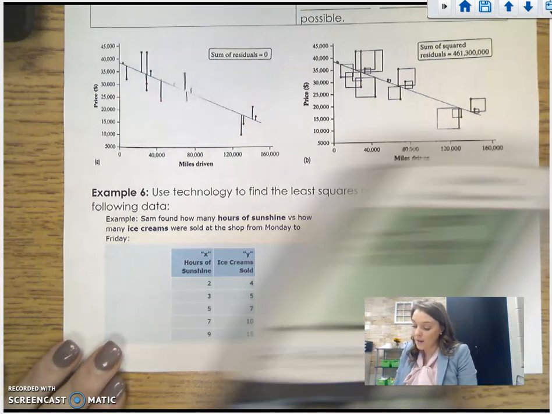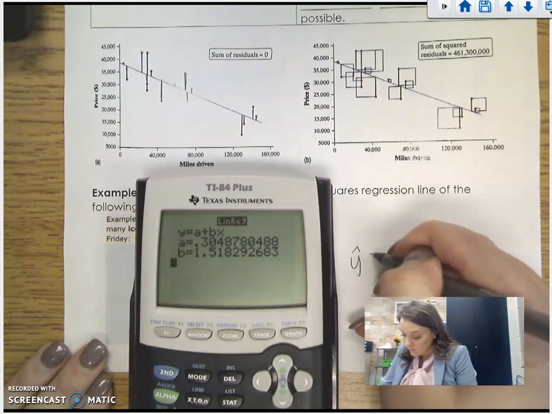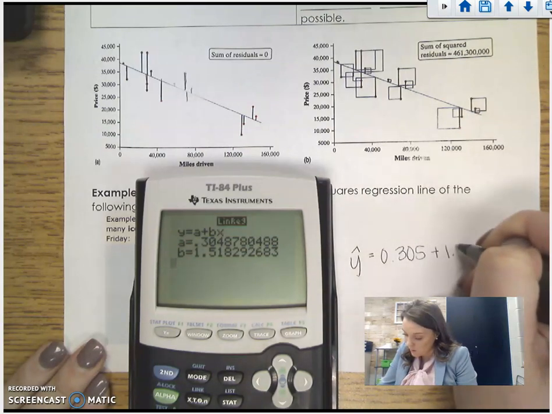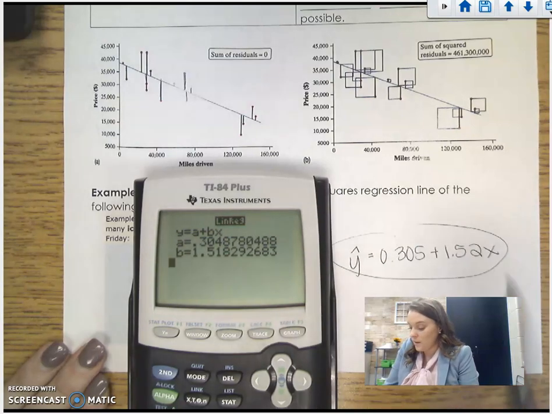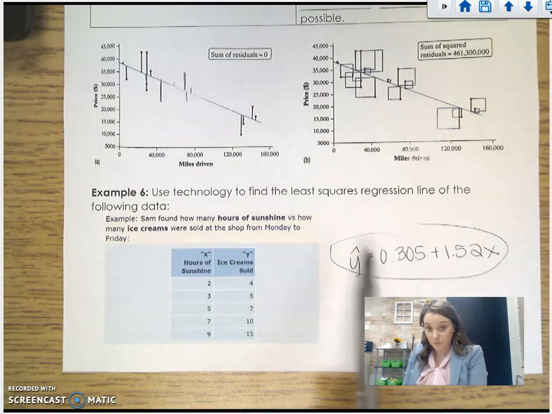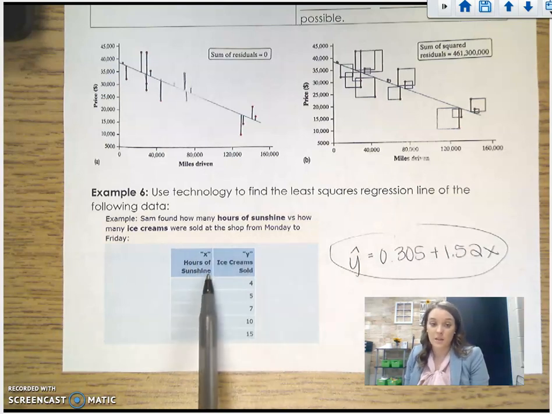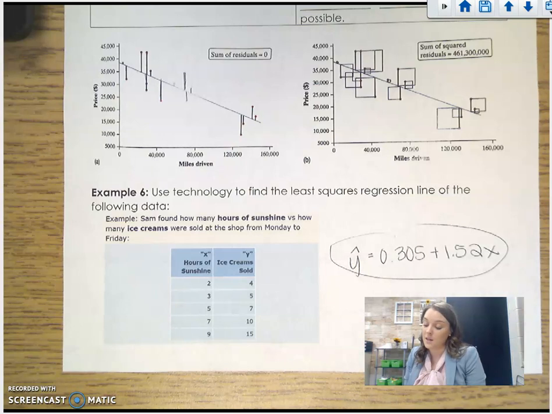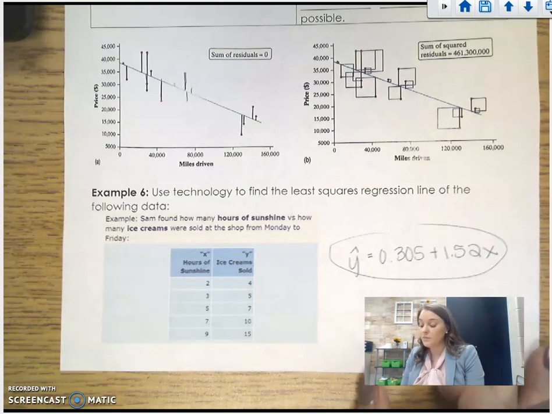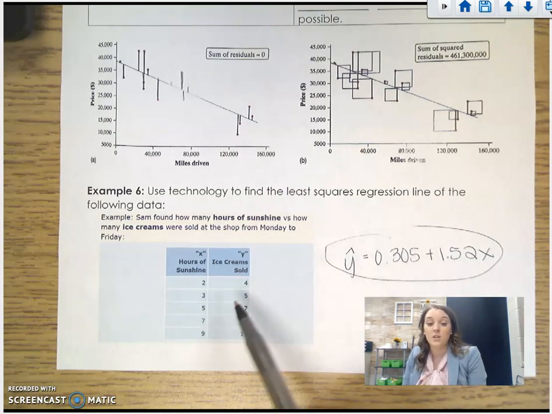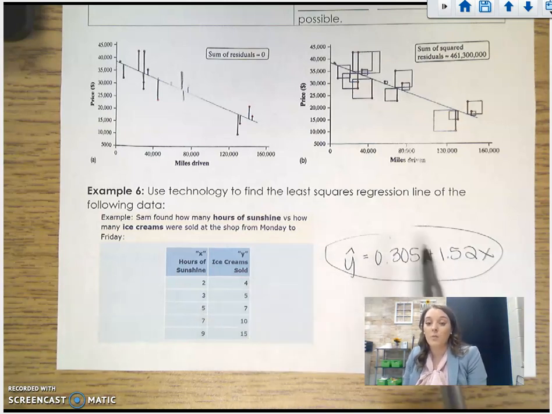So y hat equals 0.305 plus 1.52x. That would be a linear regression, or the least squares regression line for this data set, where x represents the hours of sunshine and y represents the ice cream sold. So to interpret this, you would say that the slope of 1.52 means that for every additional hour of sunshine, 1.52 more ice creams are sold.